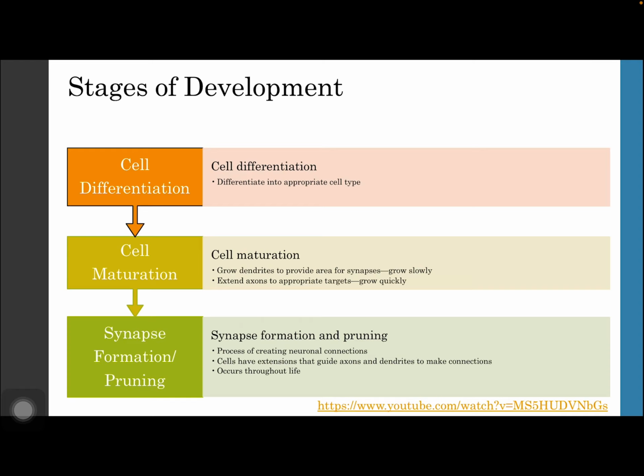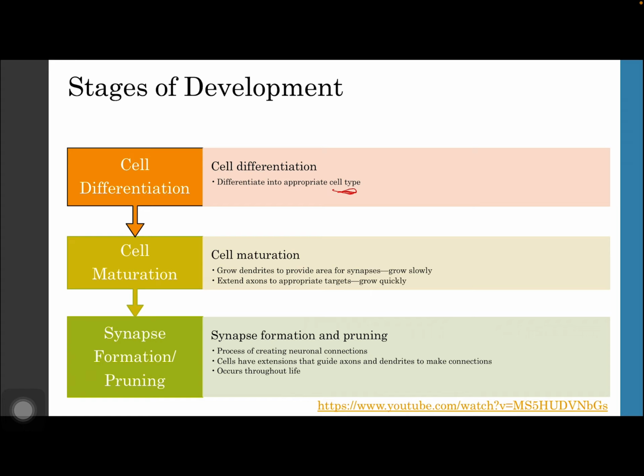Looking at some other stages of development, of course, we have cell differentiation, which is going to have that cell type differentiate into exactly what kind of cell it's going to serve as. Is it going to be a sensory cell, a motor cell? Where is it going to be located, and what is its function going to be?